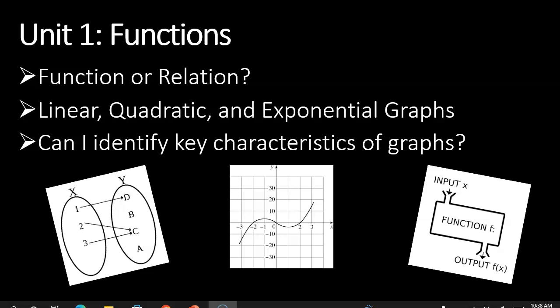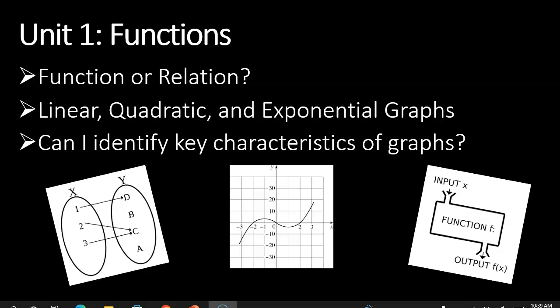Our success criteria today: can we tell if a relation is a function or not a function? Can we identify linear graphs, quadratic graphs, and exponential graphs? And can I identify key characteristics of graphs? Some of this is going to be review and some of it is going to be new.